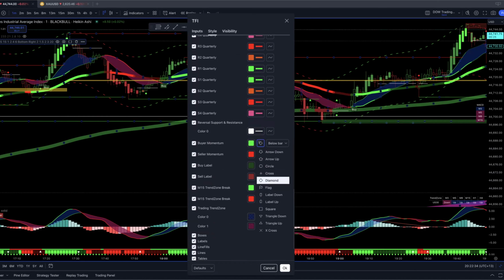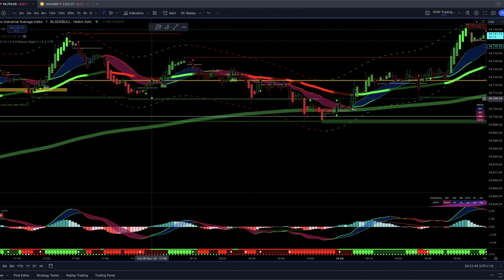Now remember, you can change them to anything you want. I just like diamonds. You can change the colors. You can put them above or below the bar. I just like them below. Everything's editable. But this is very powerful. So when you see a diamond like that, and you see they don't appear often, there's one there showing buyer momentum. That shows seller momentum. There's buyer momentum. There's seller momentum. They don't occur on and off. They don't flick on and off like a set of traffic lights.